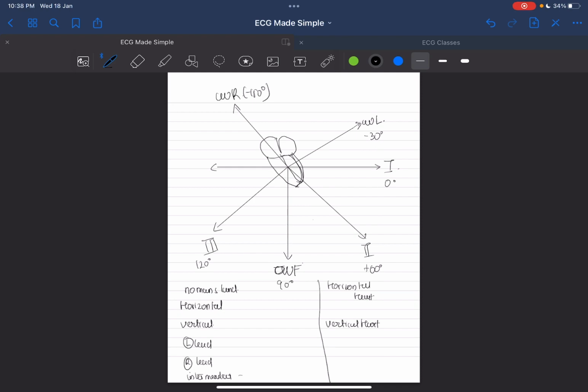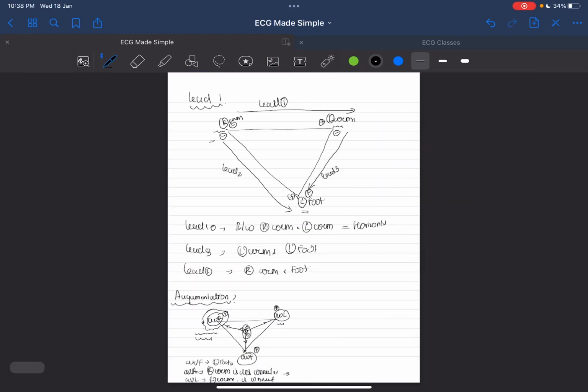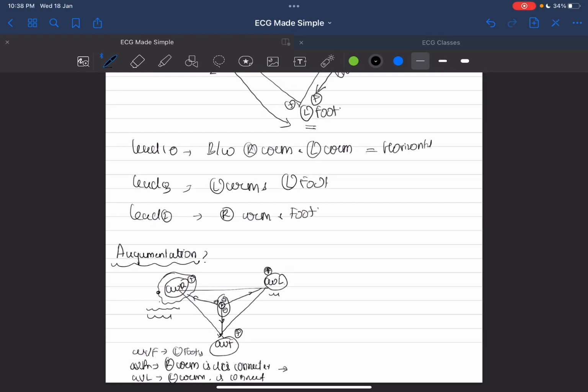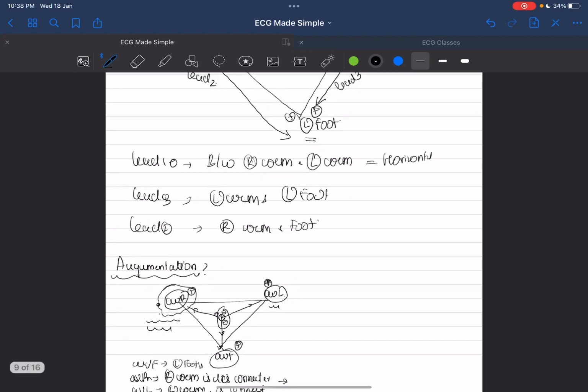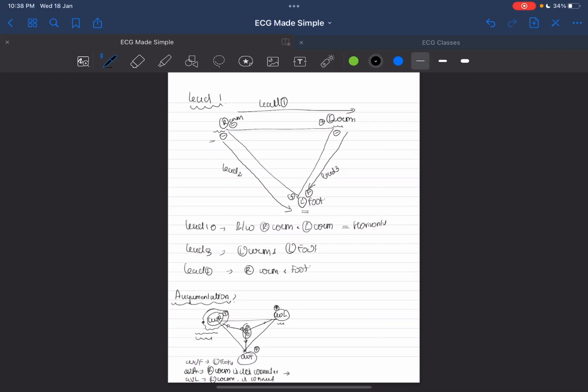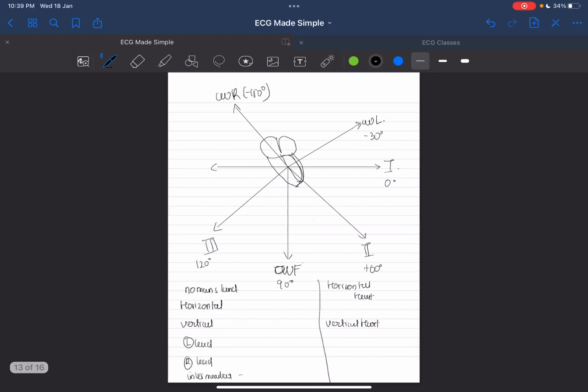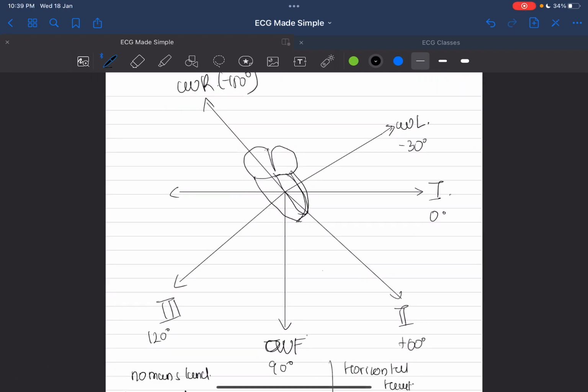So as you have seen in the previous topic, these are the 3 augmented leads, AVL, AVF and AVR. It goes in this direction, and the limb leads are lead 1, lead 2 and lead 3. These are the 3 limb leads and 3 augmented leads.